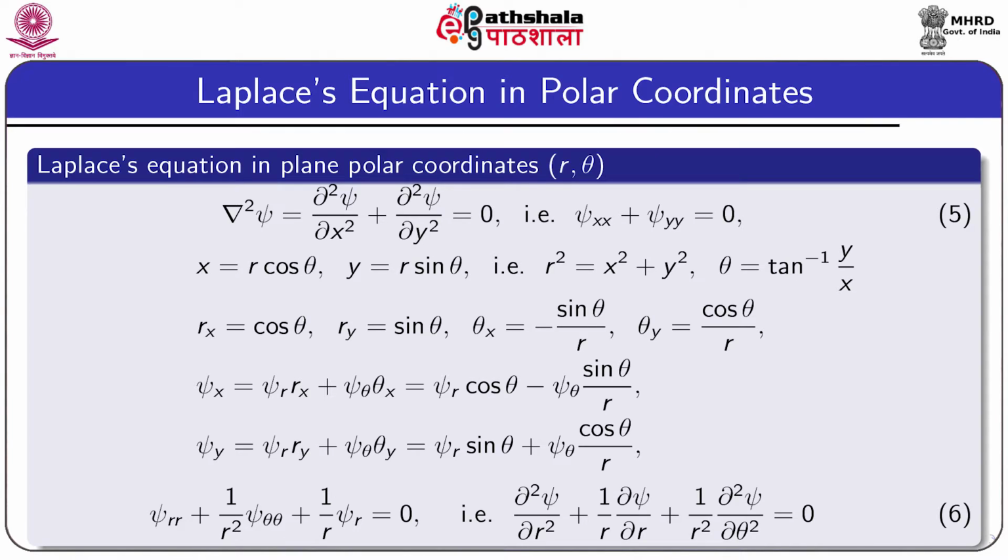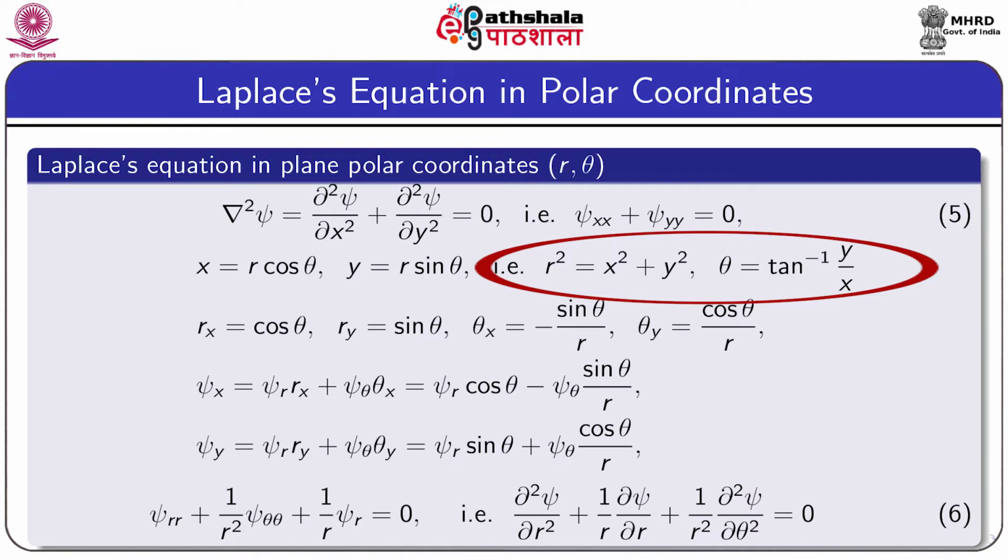Now, I am going to derive Laplace equation in plane polar coordinates. In polar coordinate system, there are two independent variables r and theta. So, here we are trying to write the Laplacian operator grad square in terms of the independent variables r and theta. The derivation is shown here. The corresponding transformation is x equals r cos theta and y equals r sin theta. So, from this transformation we can derive that r square equals x square plus y square and theta equals tan inverse y by x.